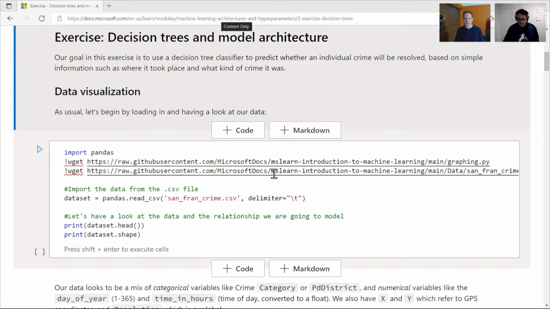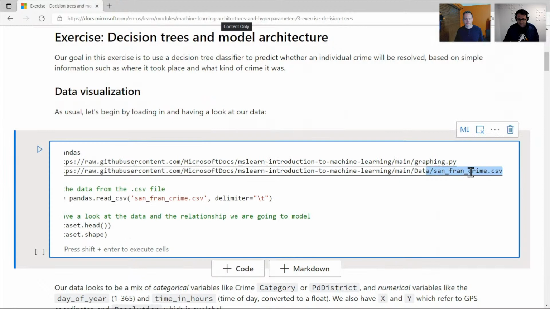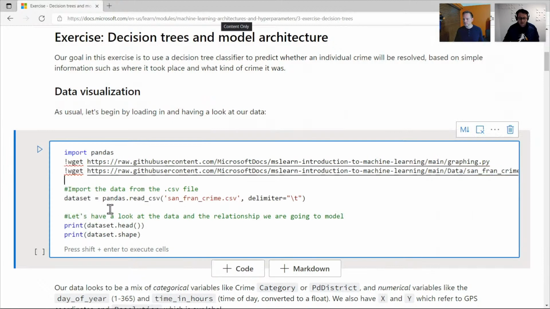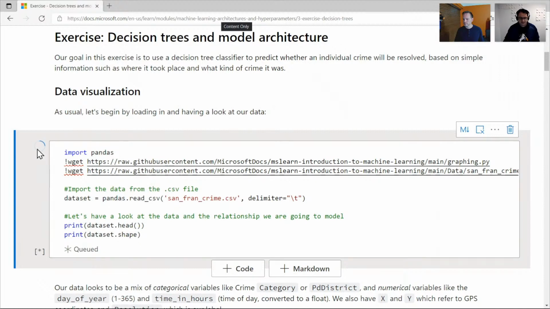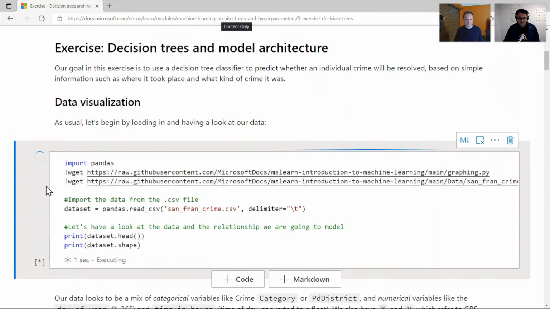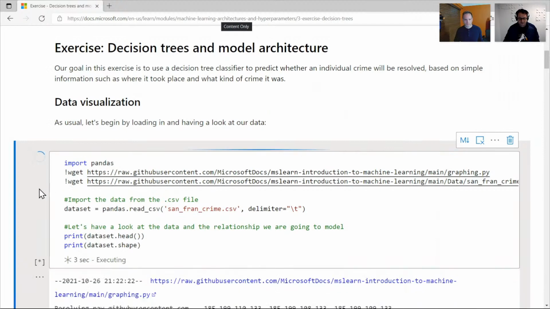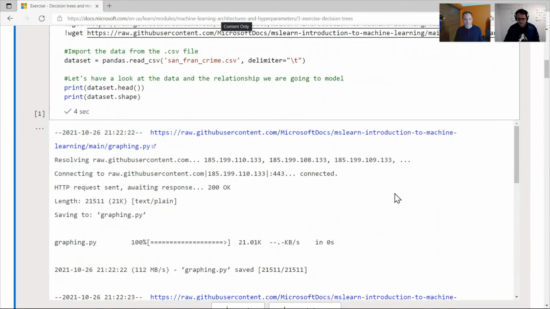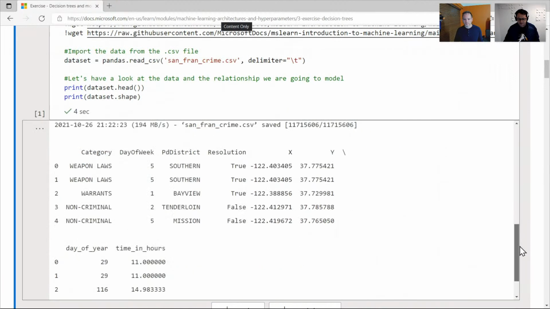So our first exercise is going to use the graphing library. We'll get this San Francisco crime CSV file. We'll read it into a pandas data set. So pandas is a panel data set library. And then we'll print out the first 5 rows and look at the shape, or how many rows and columns it has. I'll go ahead and run this cell, and we'll be able to step through it. It'll take a little bit of time, normally about 4 or 5 seconds. There we are. If I scroll down, then we can see the shape of the data and the structure, really.